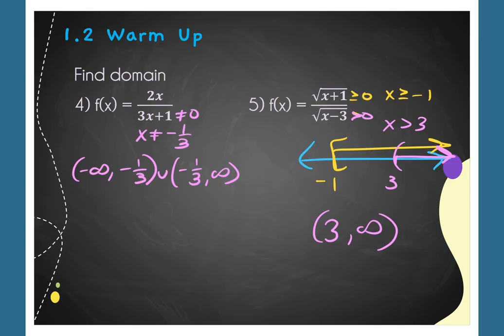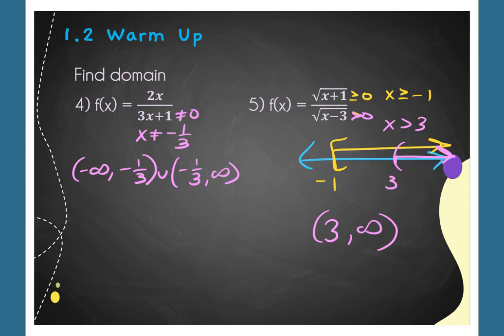For 4, there's a variable in the denominator. Most of you got 4 right. A couple of you made a mistake, so just be careful. It can't equal 0. If it can't equal 0, and if you don't give me your answer in interval notation, you can't get full credit. You have to put the answer in interval notation, okay? So a not equals means I go from everything smaller than it, not include it, union, everything bigger than it, not include it. So negative infinity to negative 1/3, union negative 1/3 to positive infinity.